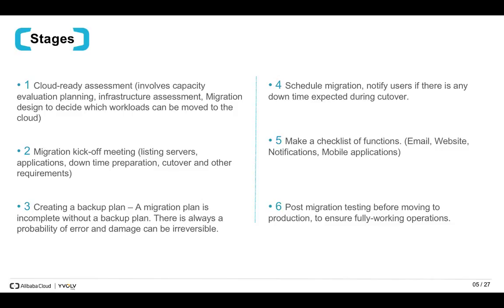So once you have the backup plan, schedule the migration and notify the users if any downtime is expected during cutover, and make a checklist of all the functions. When I say you might have to make a checklist of functions, it is better to segregate with the complete information as front end, network, application, middleware, database, and an operating system.